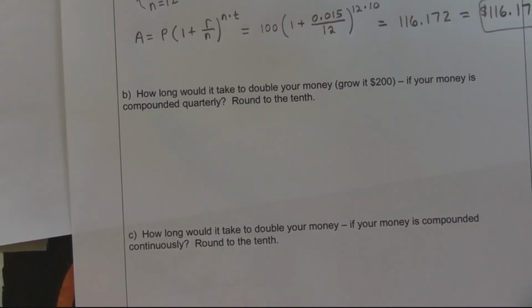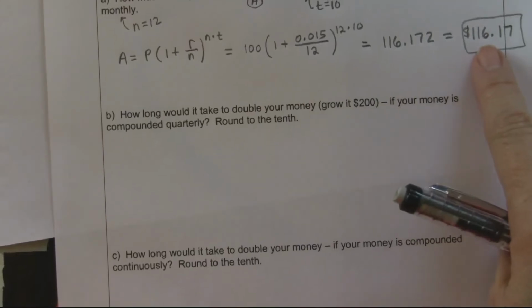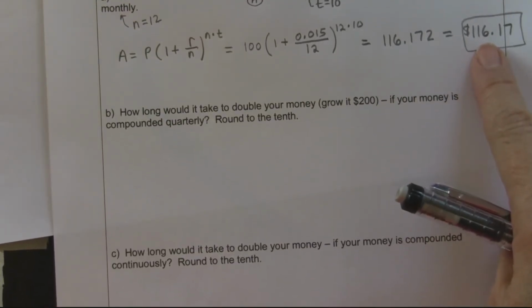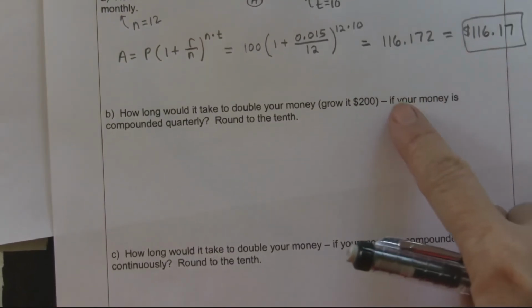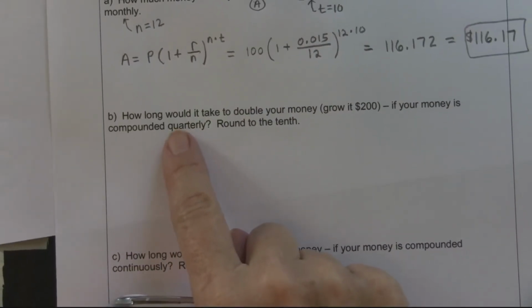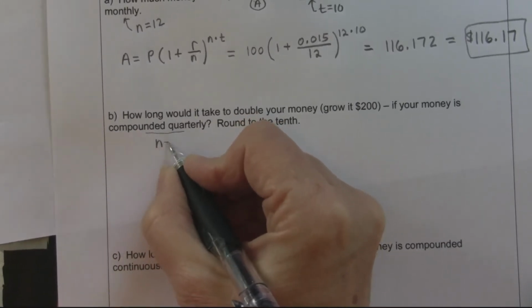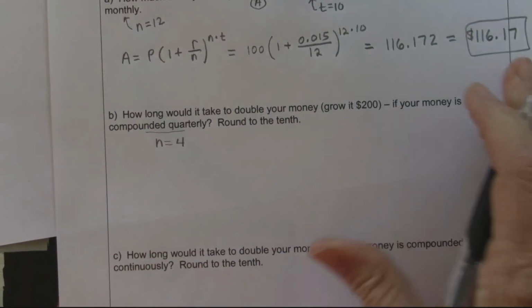How long would it take to double your money, grow to $200? Well, we know it's going to take longer than 10 years, because in 10 years, we only had $116. If your money is compounded quarterly, and so this is even less compoundings. So this is just to practice. So this is giving N is 4, compounded quarterly.